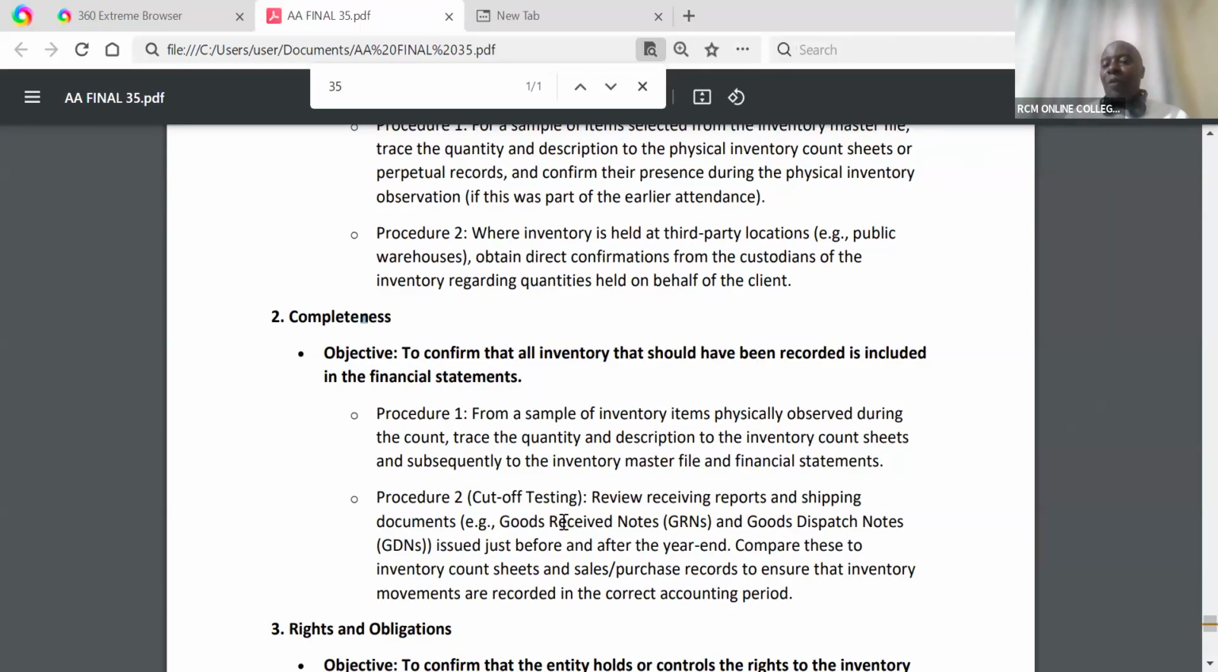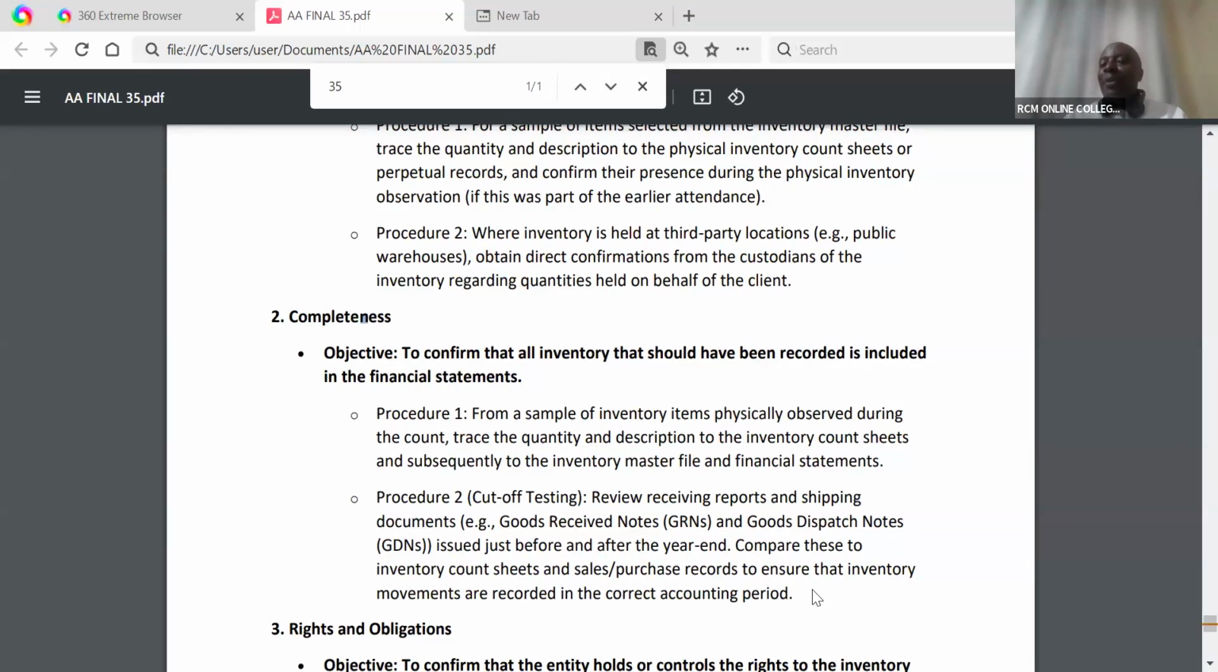Procedure number 2, cut-off testing. I will really review this with you many times. Review receiving reports and the shipping documents, e.g. goods received notes and the goods dispatch notes, issued just before and after the year end. Compare this to inventory count sheets and the sales and purchases records to ensure that inventory movements are recorded in the correct accounting period. So inventory coming in, goods received notes. Inventory that we are selling, goods dispatch notes.